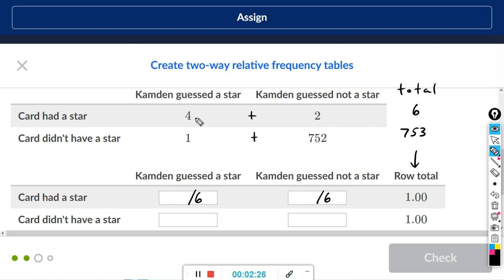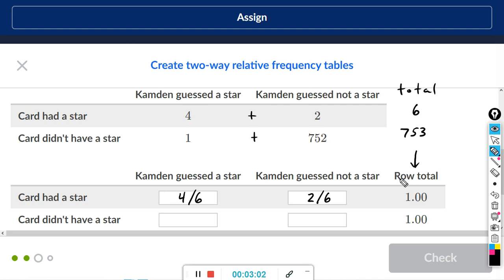And for the numerator, you just have these numbers right here. Okay, so this numerator here is going to be a 4. And this numerator here is going to be a 2. All right. So basically, we're calculating the frequencies. Okay. For the card had a star. If Camden guessed a star, that was 4 out of 6 times. Camden guessed it was not a star 2 out of 6 times. And of course, 4 over 6 plus 2 over 6 equals 1.